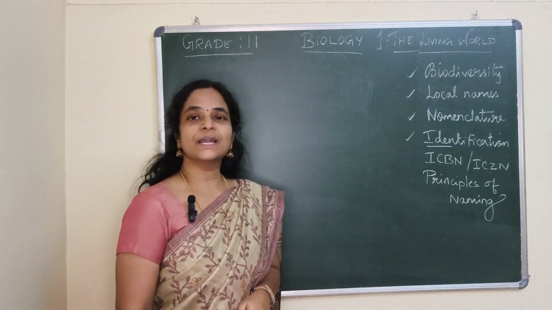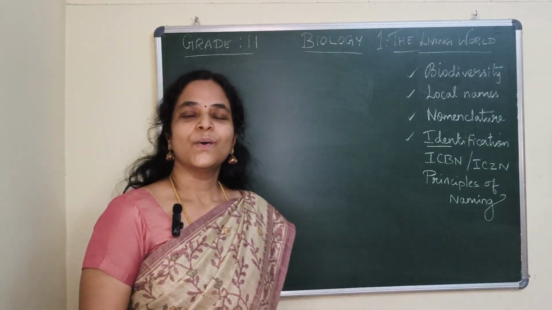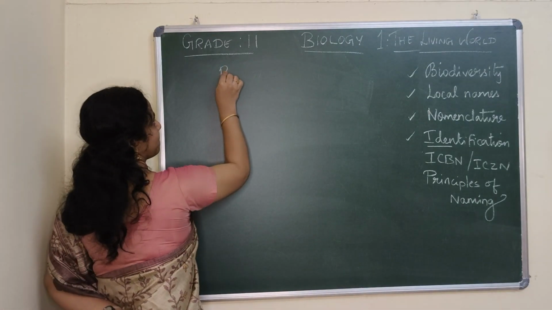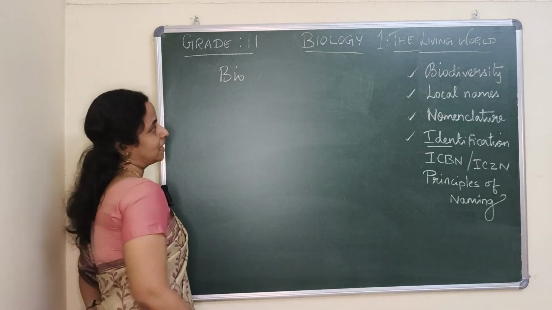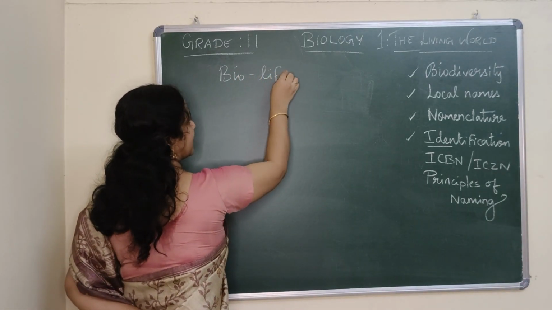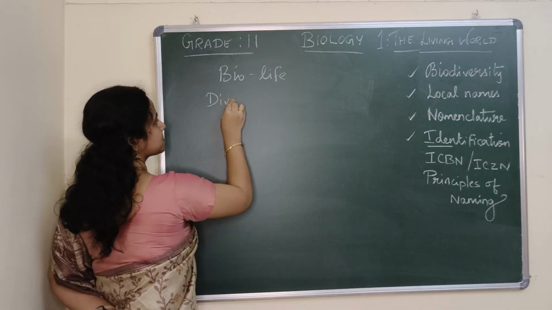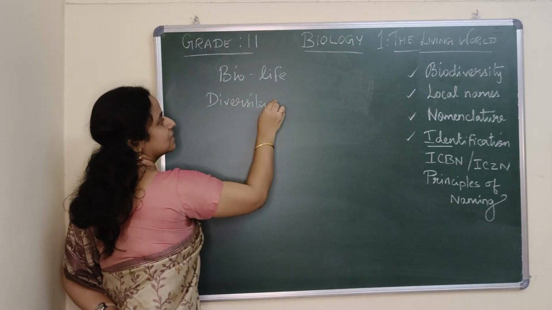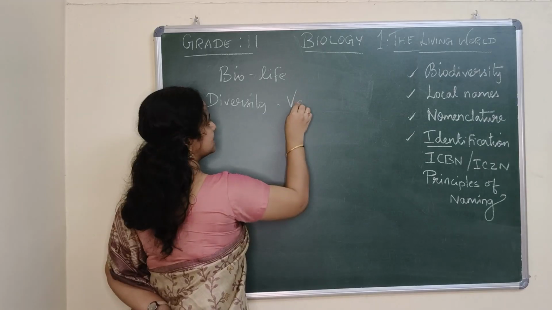So first we'll start with biodiversity. What do you mean by biodiversity, children? What do you mean by bio? The meaning of bio is life. And what do you mean by diversity? Diversity meaning variety.